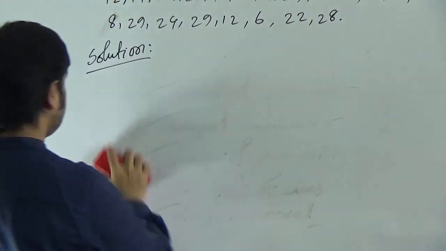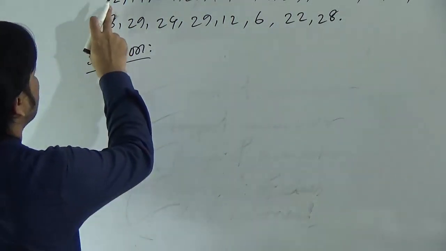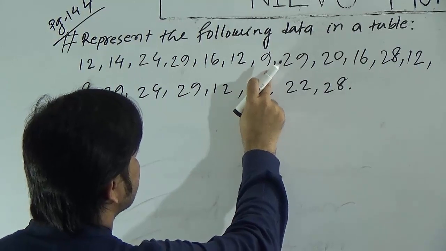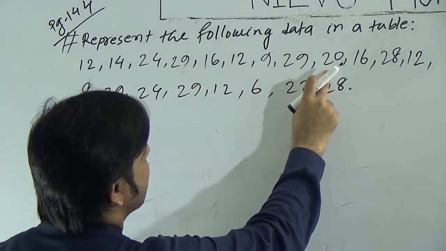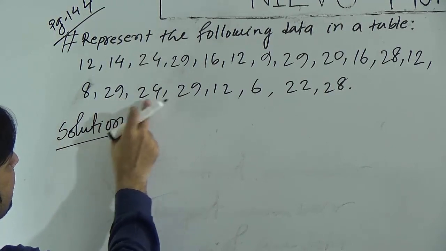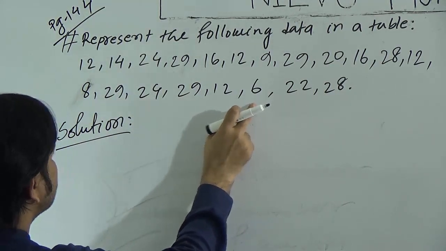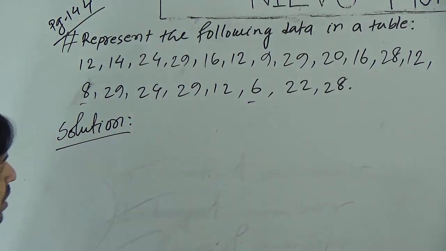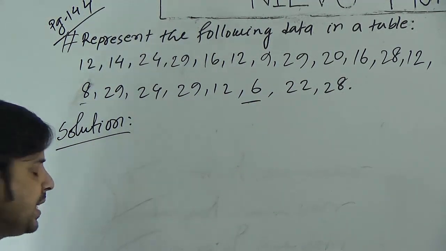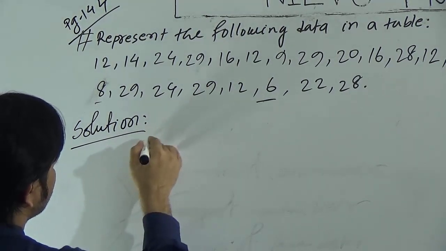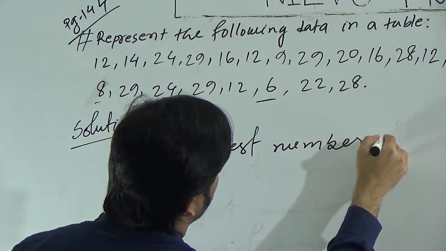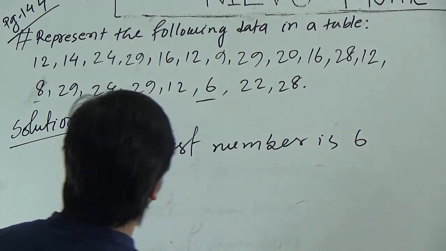So, what is the smallest number in the data? Compare all the data: 12, 14, 24, 29, here 12 is smallest, 16, 12, so 12 is smallest, 9 is the smallest, 29, 20, 16, 20, 12, 8, here 8 is smaller than 9, so it is the smallest, 29, 24, 29, 12, 6, 6 is smaller than 8, so after 6 we are getting 22, 28. It means that 6 is the smallest number here. So we can write here the smallest number is 6.